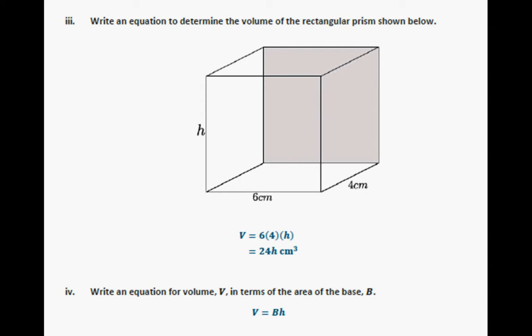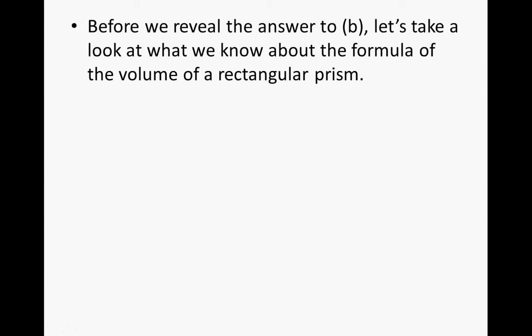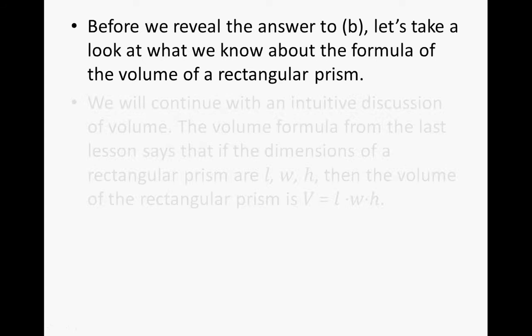So write an equation for volume V in terms of the area of the base, which is B. Well, since you're given the base, 6 times 4, we know that is area, and if we're calling that B, then it would be base times height. Before we reveal the answer to part B, let's take a look at what we know about the formula of the volume of a rectangular prism.